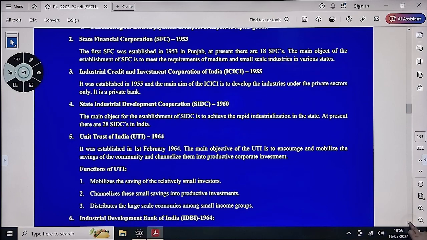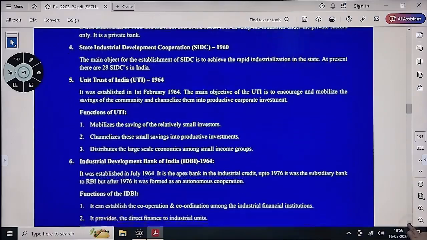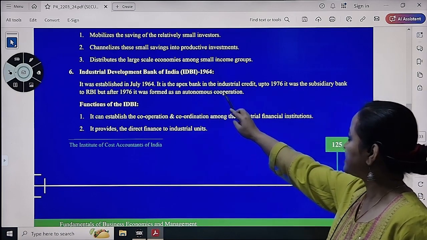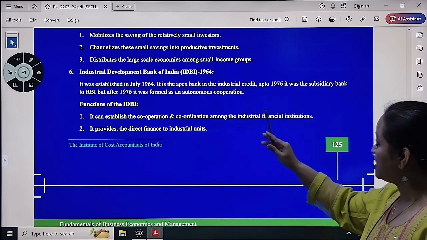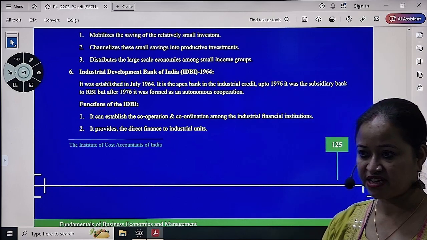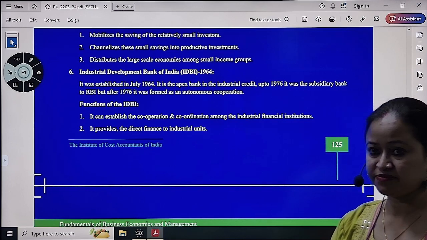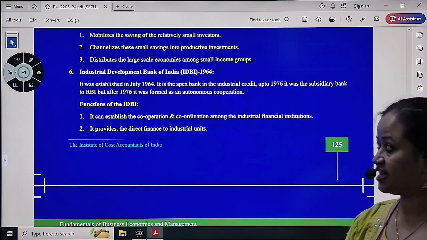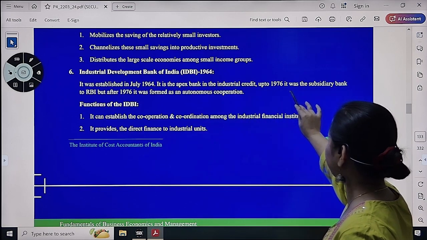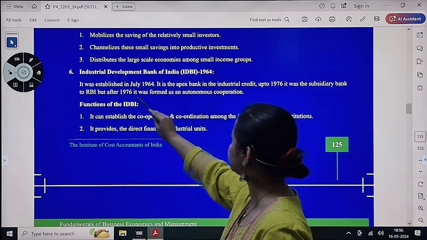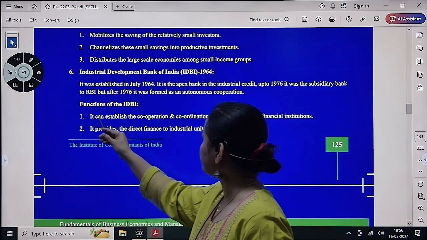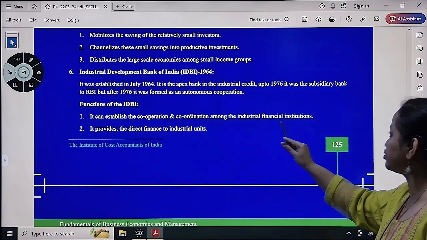Now next one, Industrial Development Bank of India, IDBI. The year is 1964, so you need to remember the year. It is the apex bank in industrial credit. The first day I told you in the MCQ, apex level development bank. Can you remember? It was established in 1964. Up to 1976 it was a subsidiary bank of RBI, but after 1976 it was formed as an autonomous corporation. The function of IDBI is to establish cooperation and coordination among the industrial financial institutions.